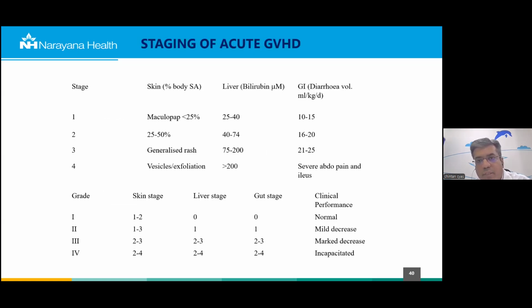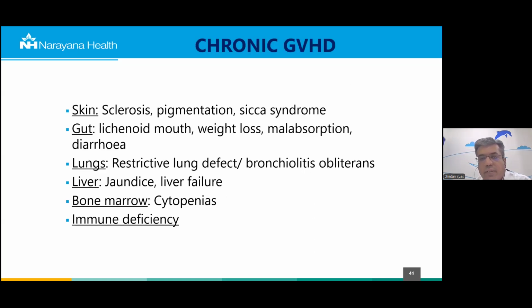So this is just a simple grading. For skin, it depends on what percentage of the body is involved with the rashes, whether it is less than 25%, between 25 to 50%, or more than that. The level of bilirubin, this is all in micromoles, so that is why it is showing as 25 to 40 or 40 to 75. Otherwise, it is like 2 to 3, 3 to 6, more than 6 in our units. And then the diarrhea volume is 10 to 15 ml per kg, or more than 20 ml per kg, more than 30 ml per kg, more than 40 ml per kg, like that. And on the basis of that, we can grade the GVHD.